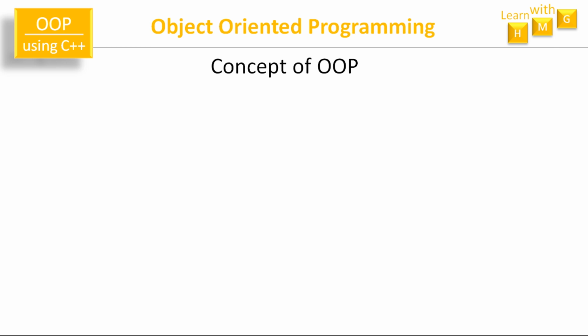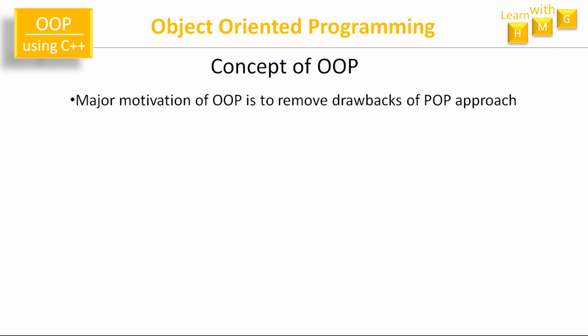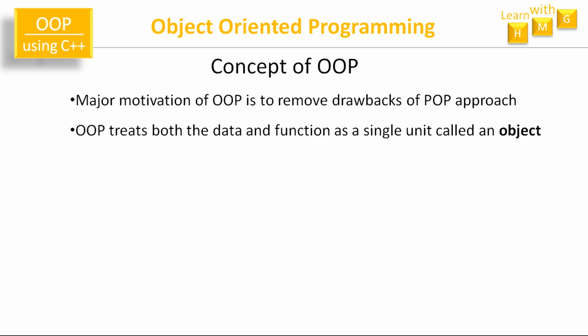Now let us see the concept of OOP, that is object oriented programming, as compared to POP, that is procedure oriented programming. The major motivation of OOP is to remove drawbacks of the POP approach. So what are the drawbacks that we have studied in the POP concept? OOP, the new programming paradigm, came into existence to remove drawbacks of the POP approach. OOP treats both the data and function as a single unit called object.